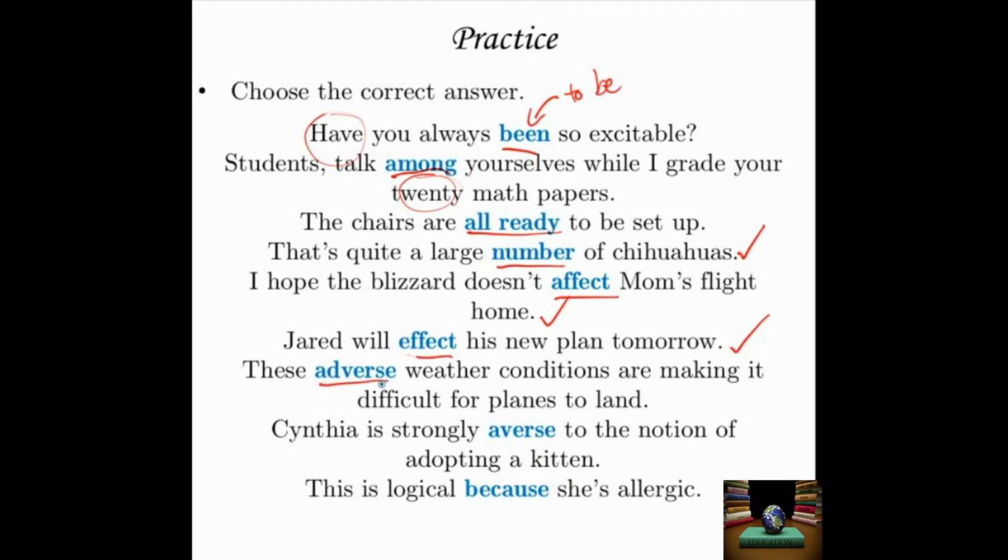These adverse weather conditions are making it difficult for planes to land. Remember, you use adverse when you're not talking about people. Cynthia is strongly averse to the notion of adopting a kitten. Cynthia is a person, so she has an aversion without the D. And this is logical because she's allergic. You could say since here, but because is more correct since we're talking about a cause and effect relationship. She is allergic. Therefore, it is logical that she wouldn't want to adopt a kitten. The allergy causes the aversion. So we have a cause and effect, so we use because.